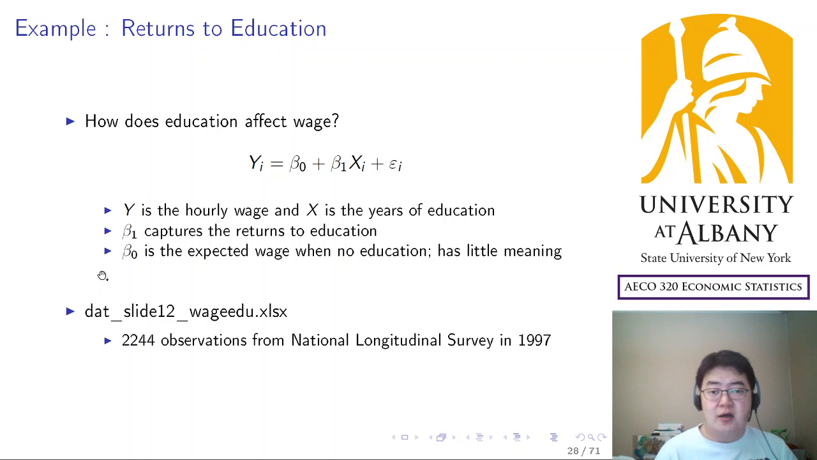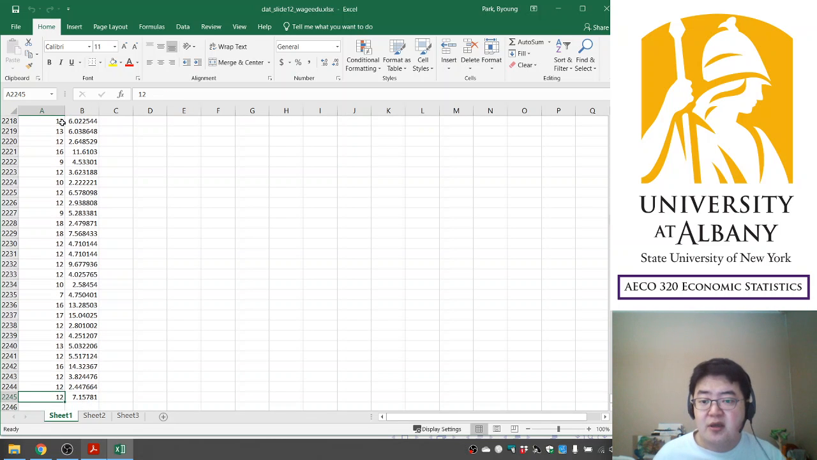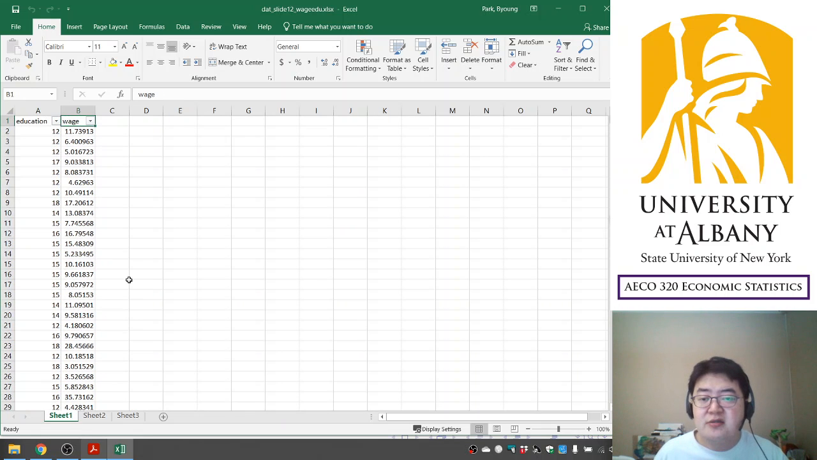Hey, I'm going to use education to predict wage, and I have the data here. I'm going to upload this file with the education and wage pair data, and there are 2,244. The first line was just the label, so there are 2,244.